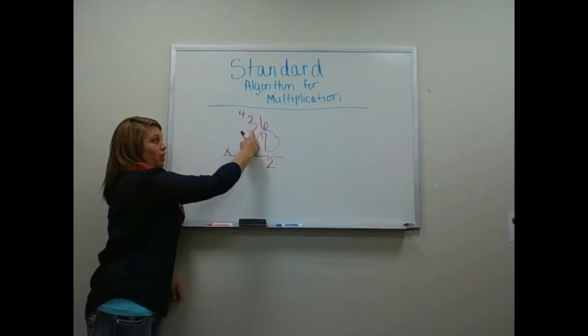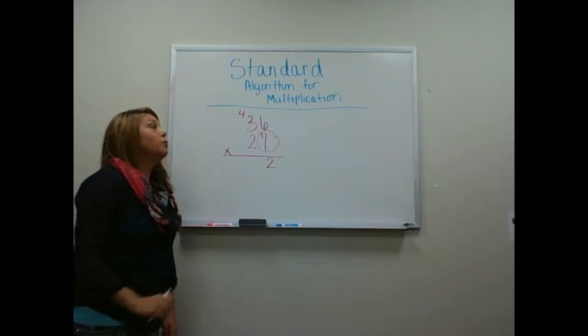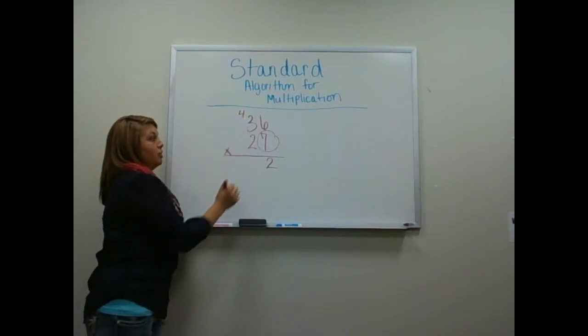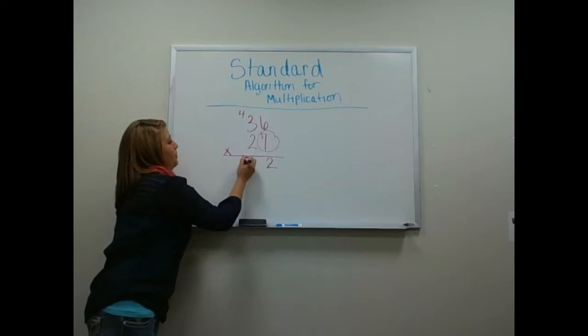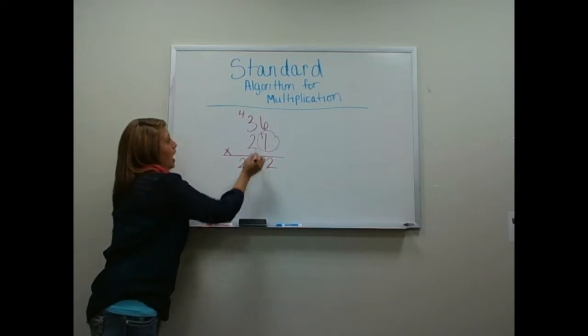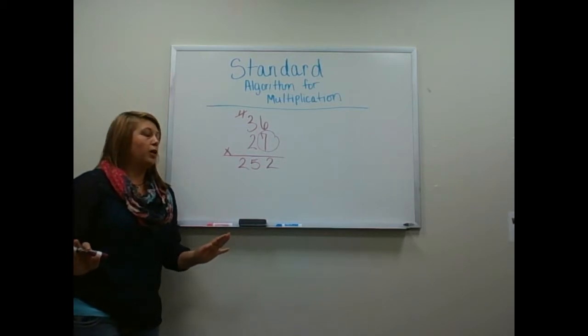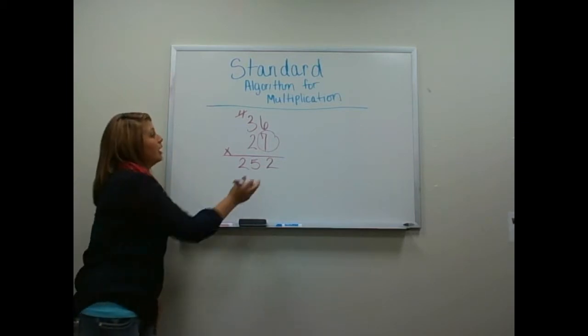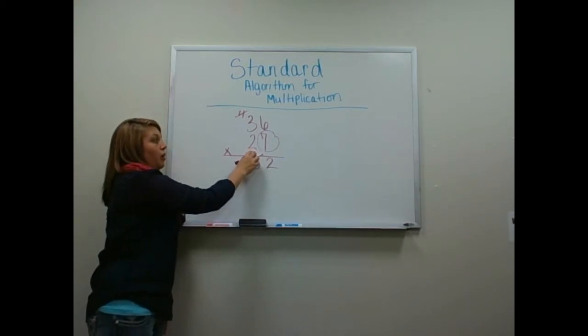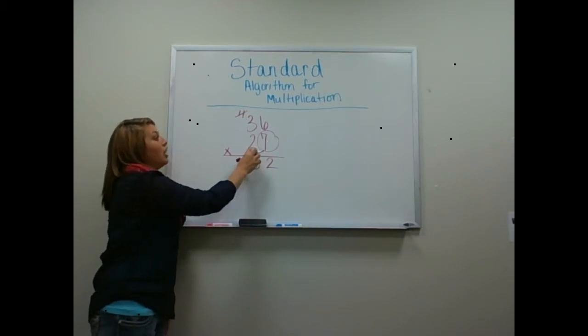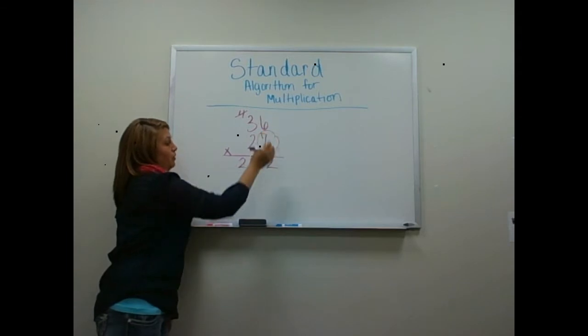7 times 3 is 21. 21 plus 4 equals 25. I'm going to cross out my 4 because I've already used it and I don't want to be confused later on. Now we're going to start with our 2 in the tens column of 27. 2 times 6 is 12.